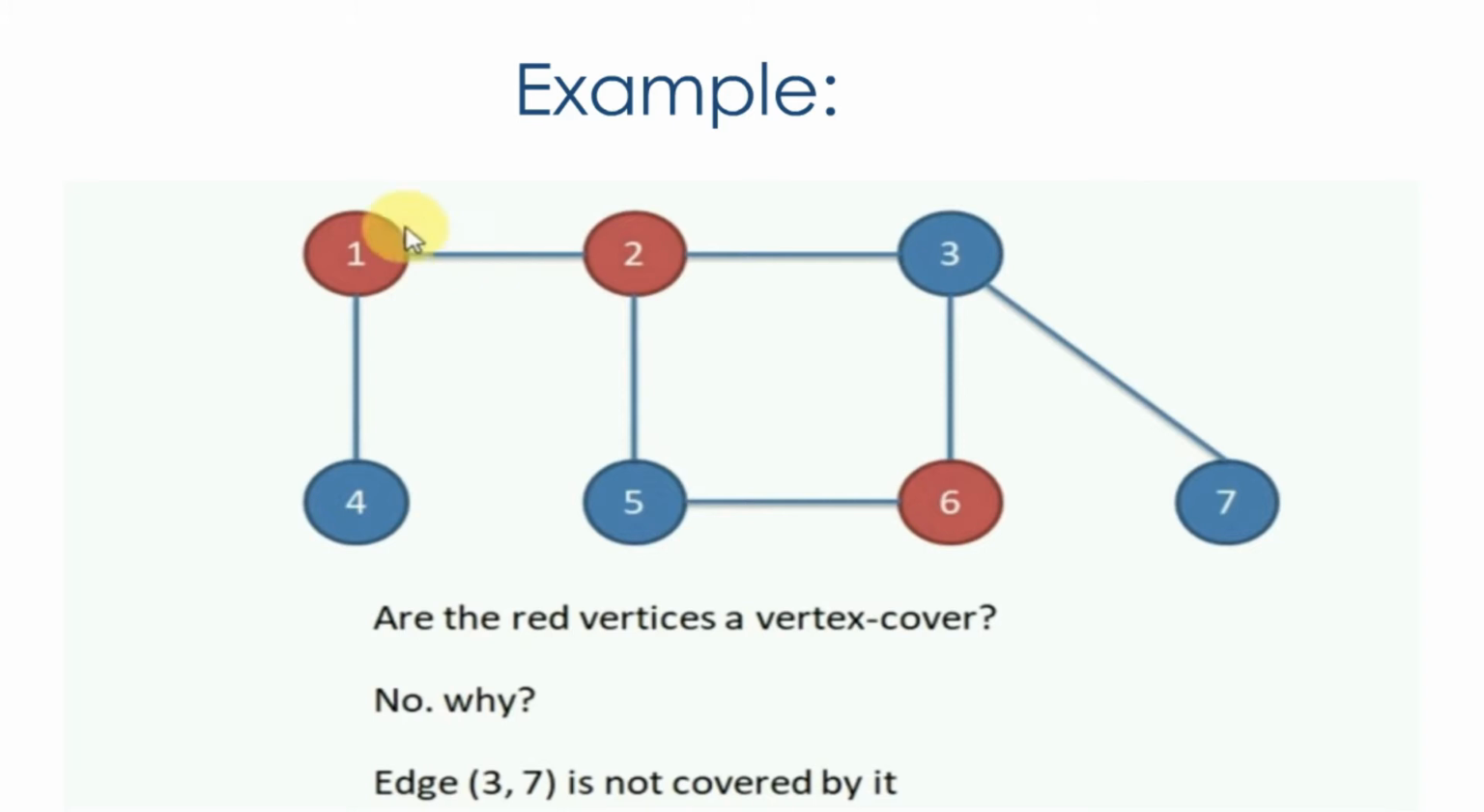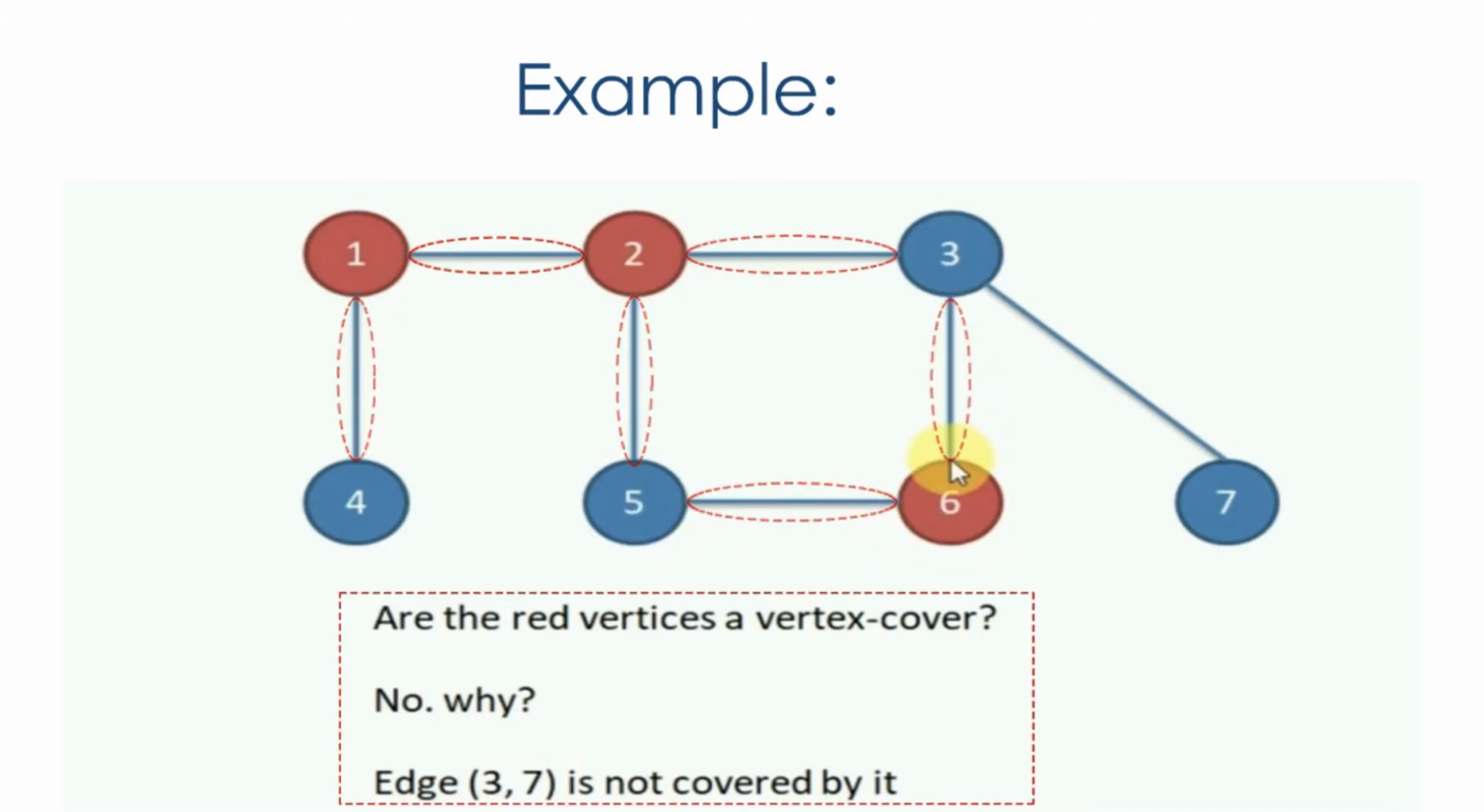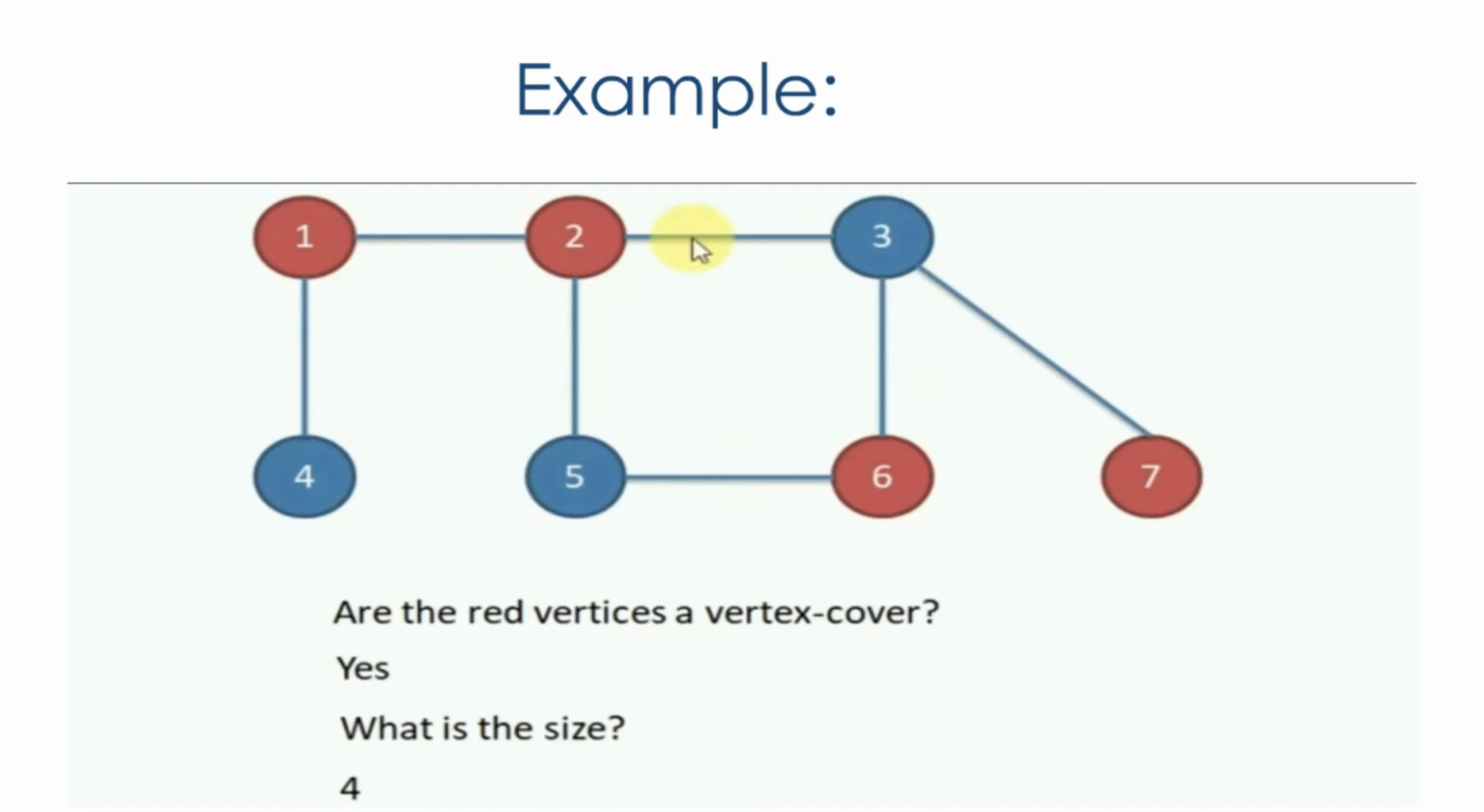Now, we have chosen vertices 1, 2 and 6, so we can see that 6 edges out of 7 are covered by these vertices, therefore, this is also not a vertex cover. Again, we continue choosing more vertices to cover all the edges. This time, we chose vertices 1, 2, 6 and 7. Now we can see that all the edges are covered, but the vertex cover size is 4.